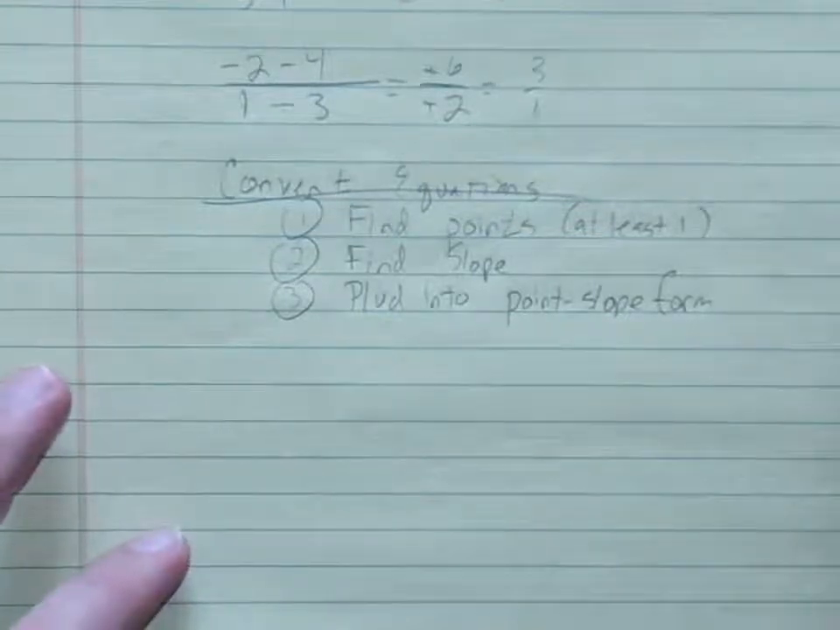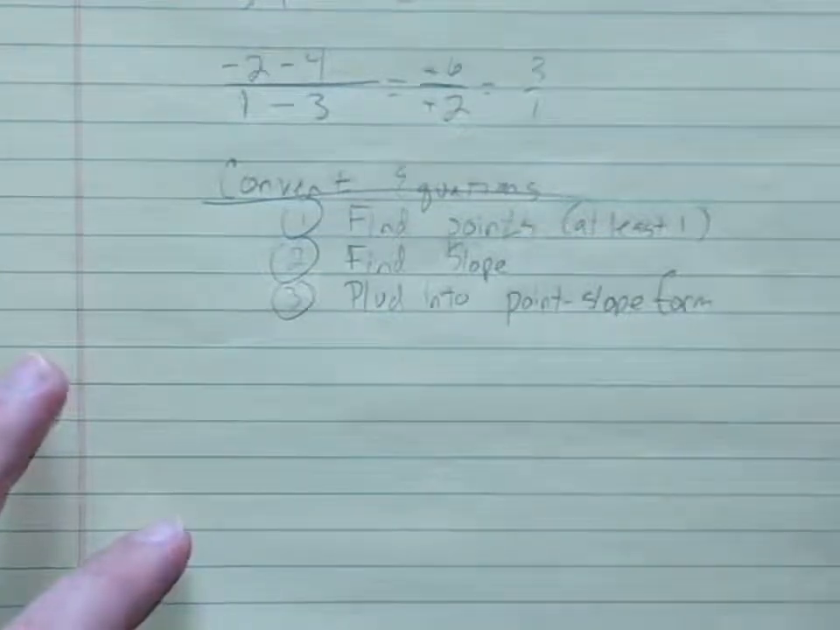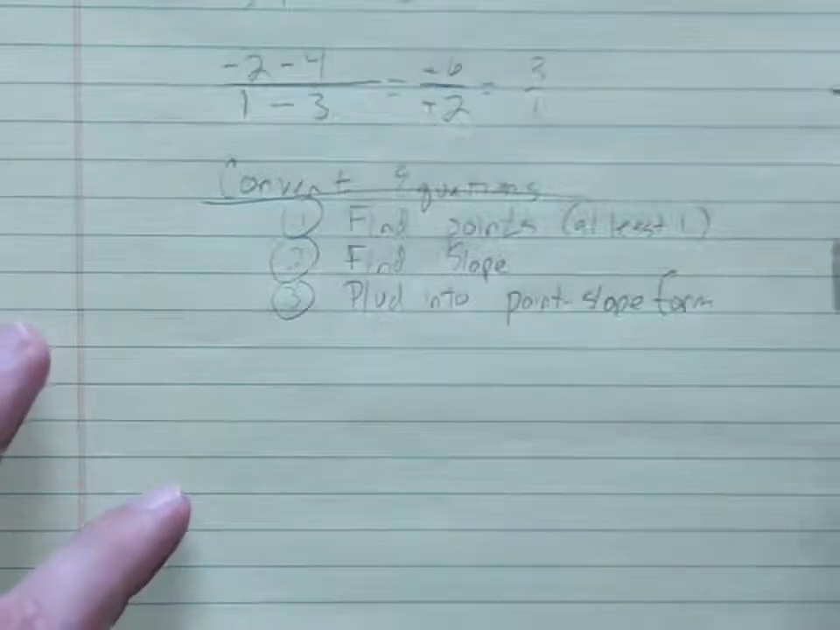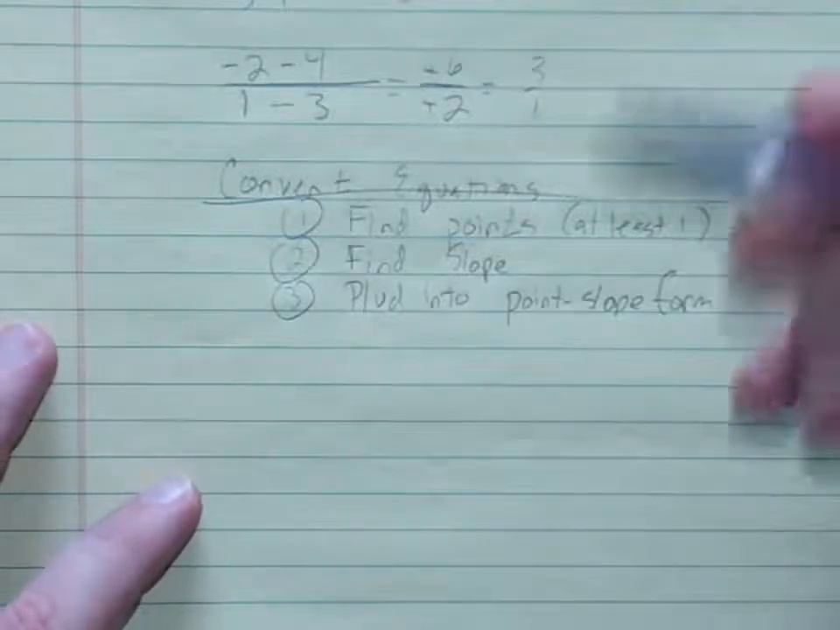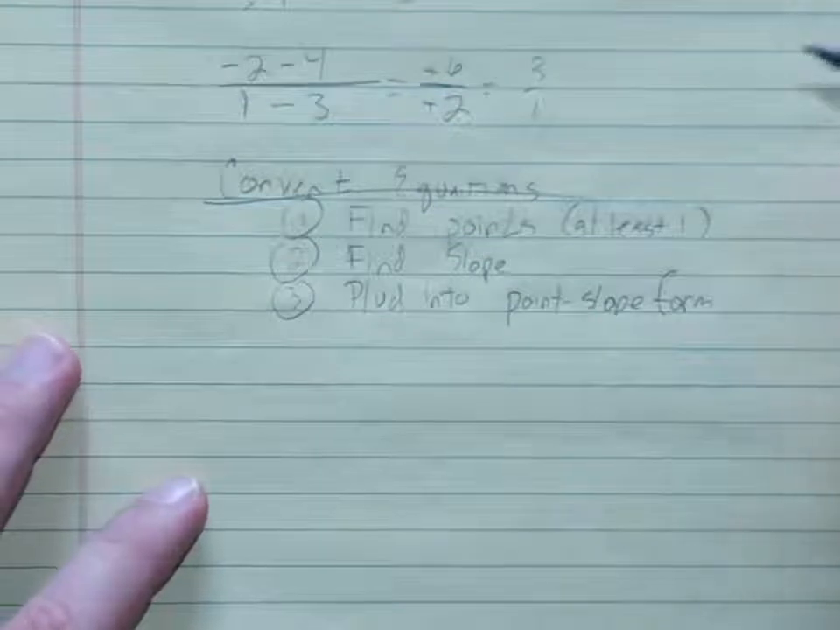The other number, the y-intercept, is important because that tells you where you're starting, right? Like if we were talking about savings, the y-intercept would be how much money's already in your savings account.